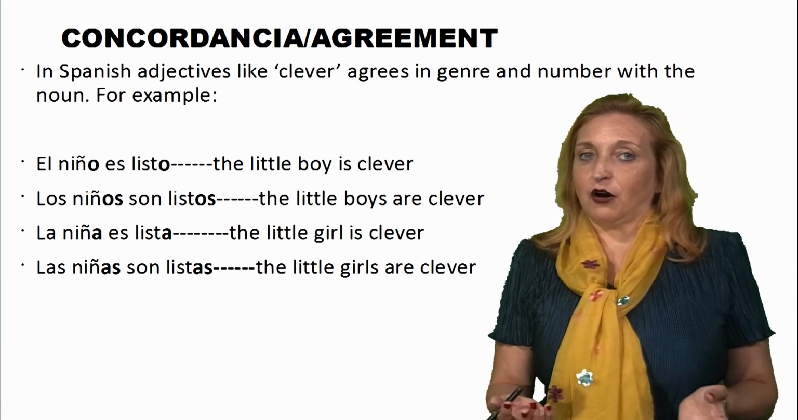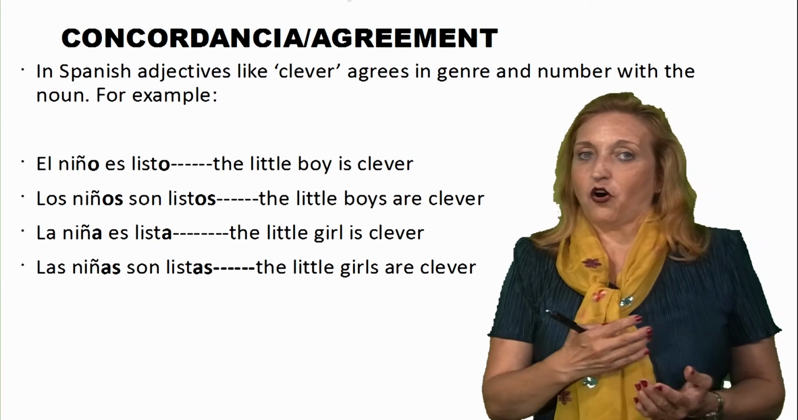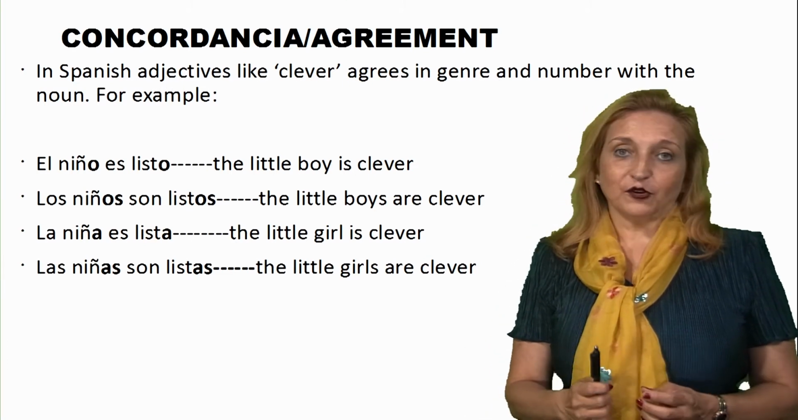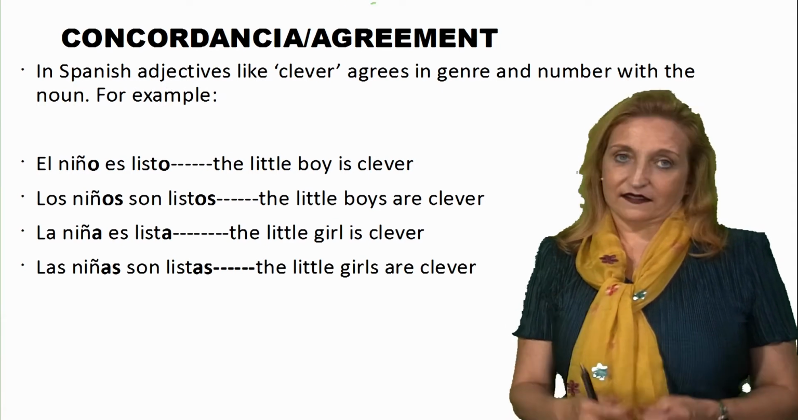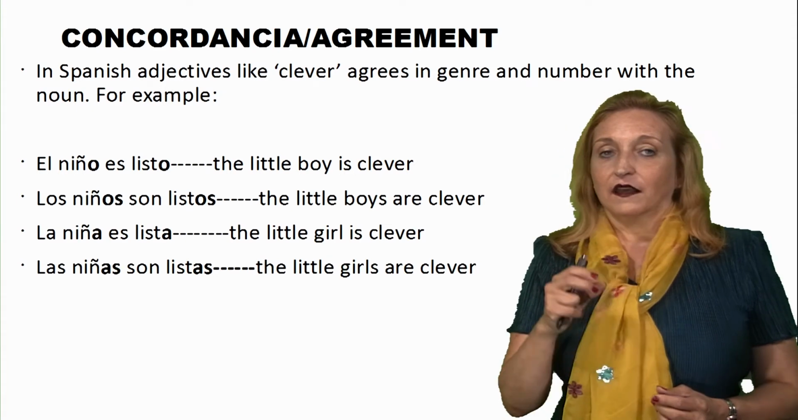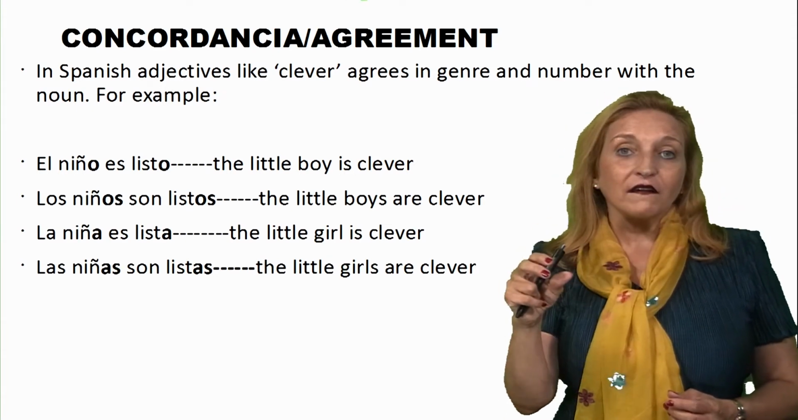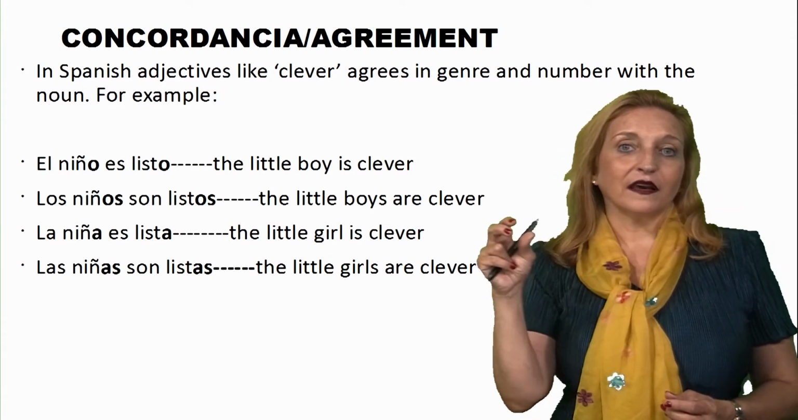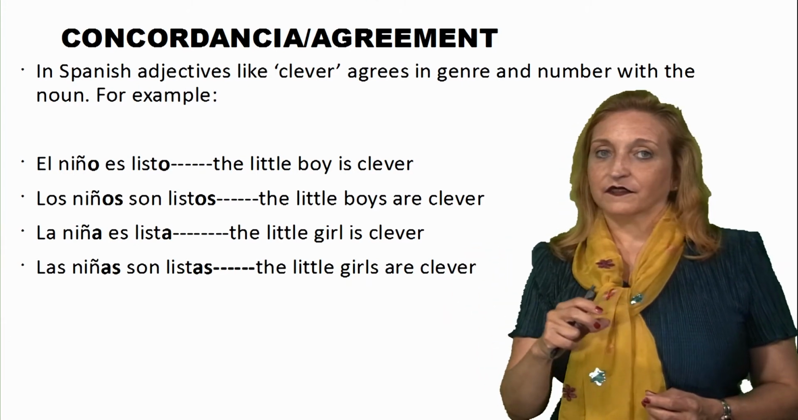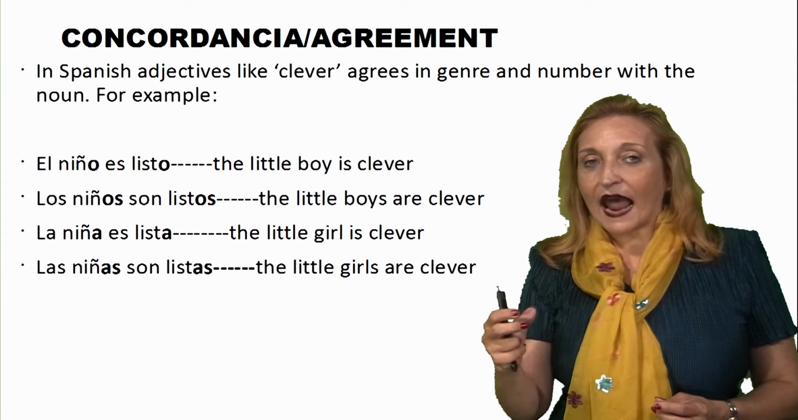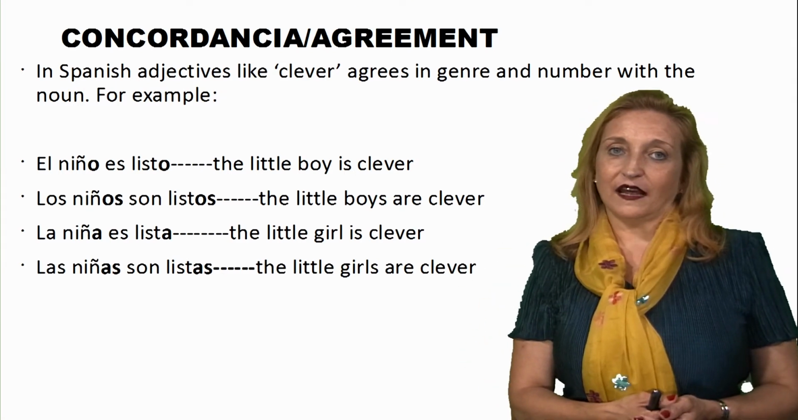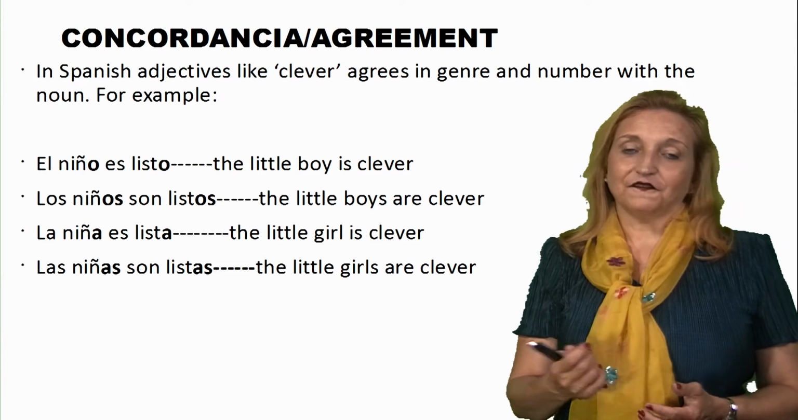So how can I know if a noun is masculine or feminine? Normally, it's very, very important that you check the article. If the article is masculine, for example, el, un, the noun is masculine. Okay? If the article is feminine, una, la, the noun is feminine as well, and the adjective as well.